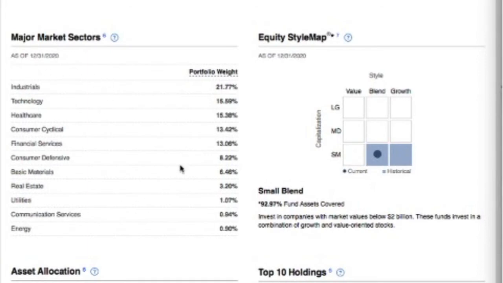And this just tells me where all the money in this fund is going to, what sectors. So this is industrials, technology, healthcare. So technology would be tech companies, so your Googles, your Apples. Healthcare would be pharmaceuticals. Consumer, that's like your Walmart, your Target. Financial, Bank of America, so on and so forth. Utilities, real estate, energy. It gives you the portfolio weight. It just means the percentage of this fund is going to what areas within the stock market.